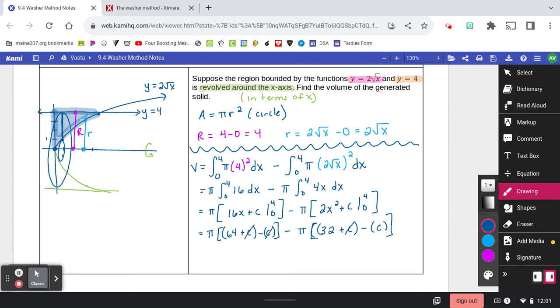So the c's all cancel, and I end up with 64 times pi is 64 pi, minus 32 times pi is 32 pi, which is just 32 pi.